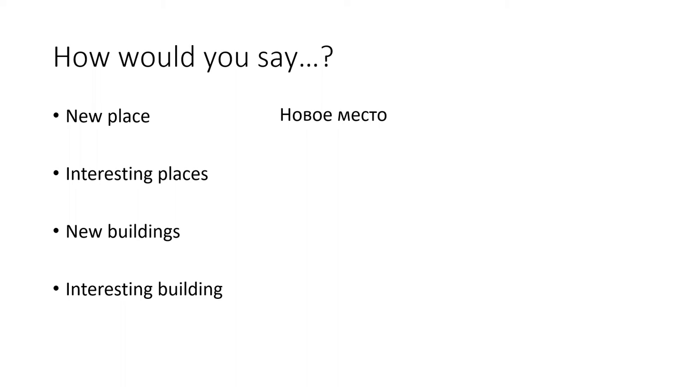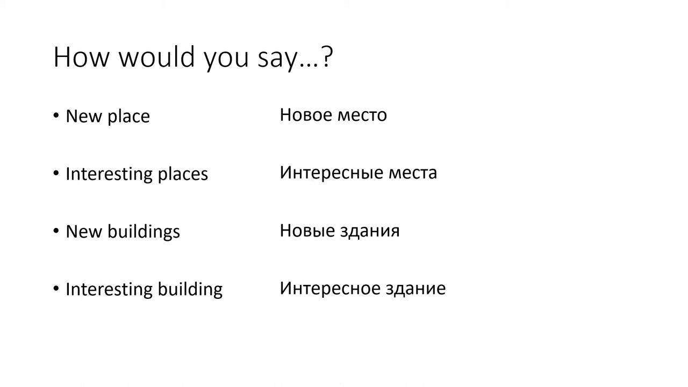Then we have interesting places. So that O is going to change to an A. Interesnye miesta, интересные места. And then we've got new buildings. Do you remember the plural for building? It was not the A, it was an Я. Новые здания. Okay, and then interesting building is going to be интересное здание. Это очень интересное здание. This is a very interesting building.